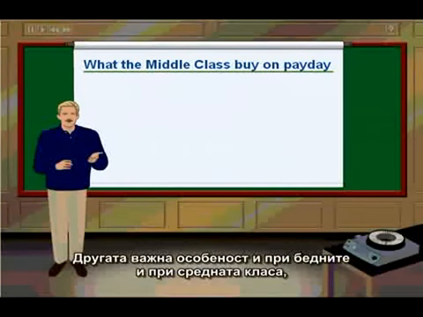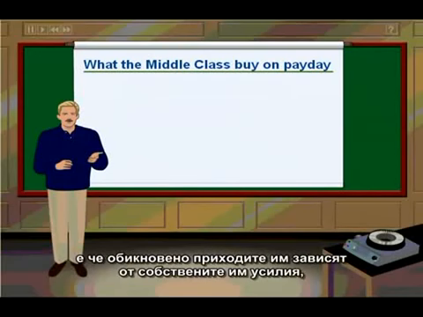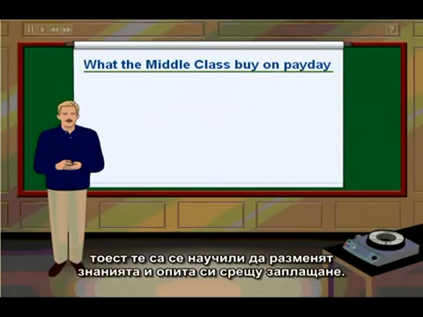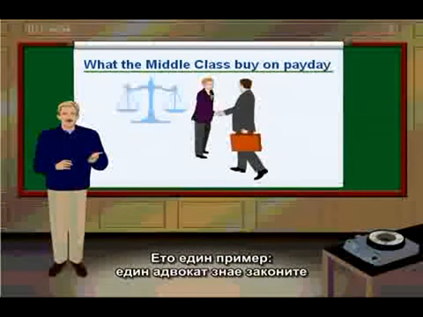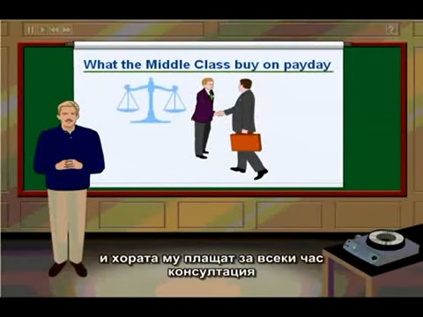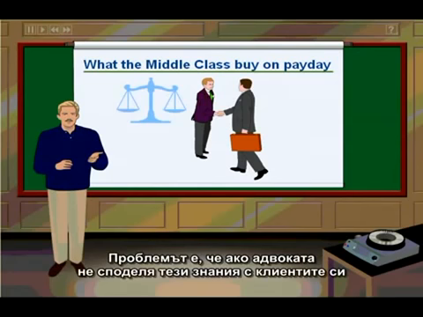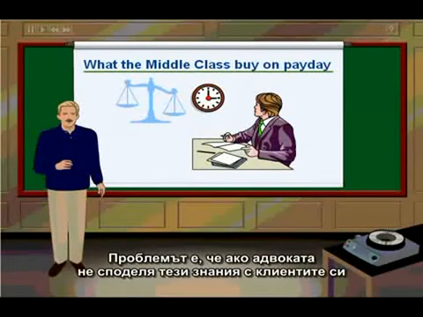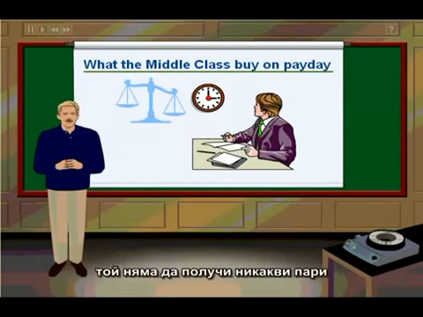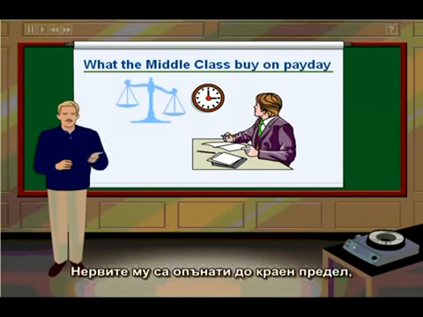The other important issue with both the poor and the middle class is that normally all of their income is dependent on their own effort, meaning they've educated themselves to exchange their knowledge and expertise for someone's money. Here's an example. An attorney is knowledgeable about law, so people pay him or her money in exchange for that knowledge on an hourly basis. The problem there is that if the attorney is not sharing that knowledge with a client, then the attorney is not making any money. Their stress level is as tight as a piano string.